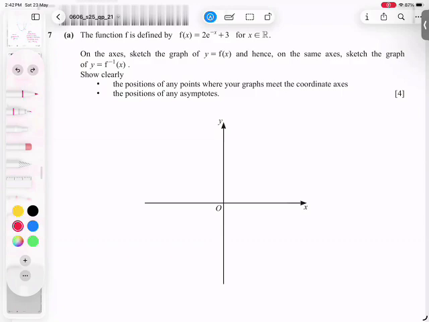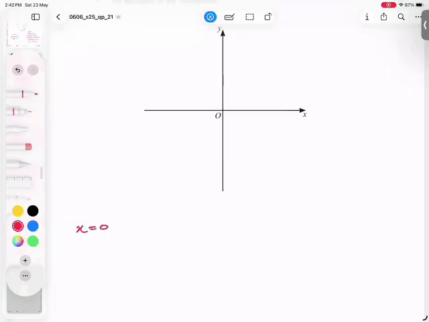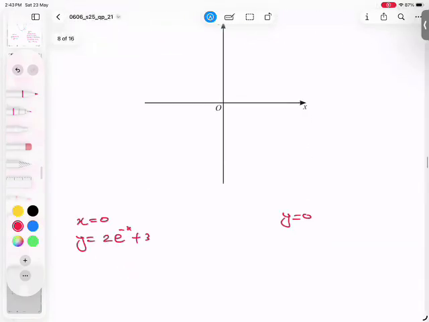So step number one, I will plug in y for one term, x0, and y0 for the other. So the equation is 2e to power x plus 3. Yeah, correct. So first of all, I will plug in x0. Something to power 0 is 1. I'm getting 5. Here y0.